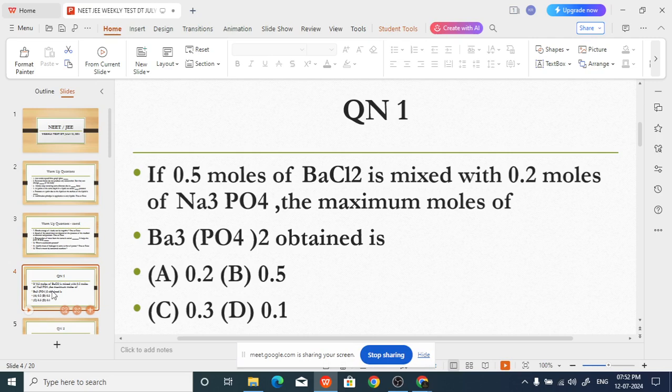Just tell me whether this portion is done in your school or not. No, sir. This is the first chapter in the 11th standard. Whatever your medium, whether it's CBSE or state board, the first chapter will be this. If 0.5 moles of BaCl2, barium chloride, is mixed with 0.2 moles of, I think, potassium phosphate, the maximum moles of barium phosphate obtained is. So they have not done it. So let us not spend time on it. If they have not done it, it's okay.